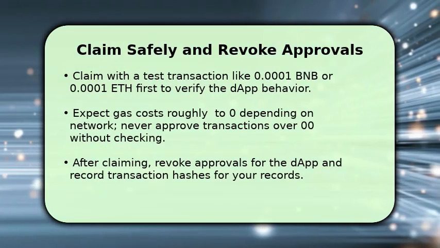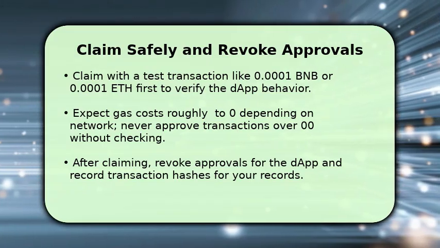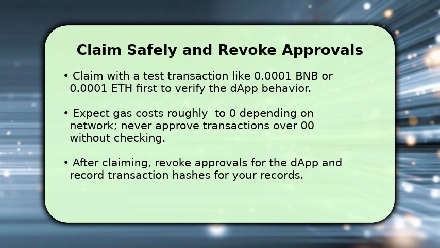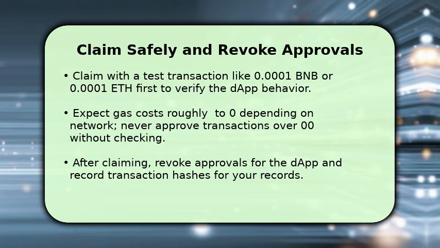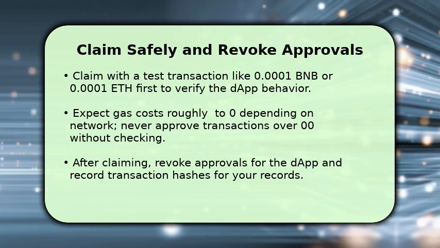Before committing to a full claim, perform a test transaction using a tiny amount such as 0.0001 BNB or 0.0001 ETH to verify the D app behavior and gas estimation.